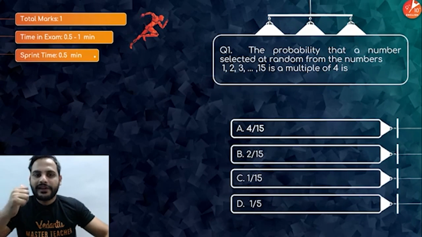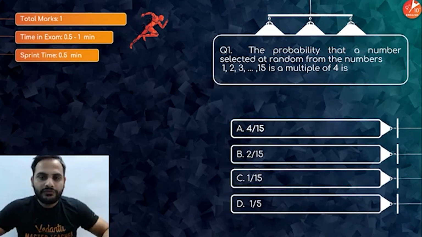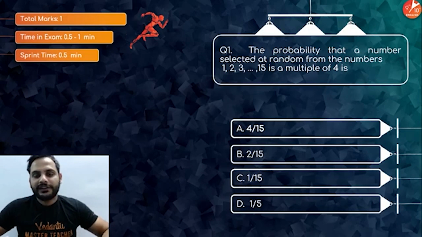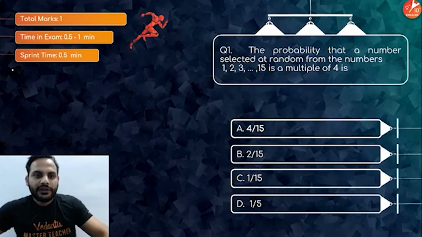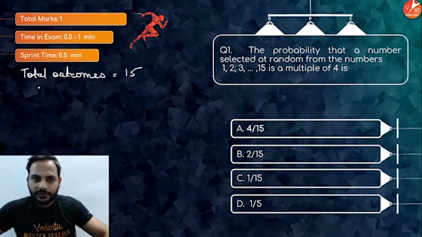Okay, now we'll be starting with the questions. Let's see the first question. The probability that a number selected at random from the numbers 1 to 15 is a multiple of 4. So out of 1 to 15, if I want to select a number which should be a multiple of 4, total outcomes: there are 15 numbers, I can choose any one of them, so 15 are total outcomes.